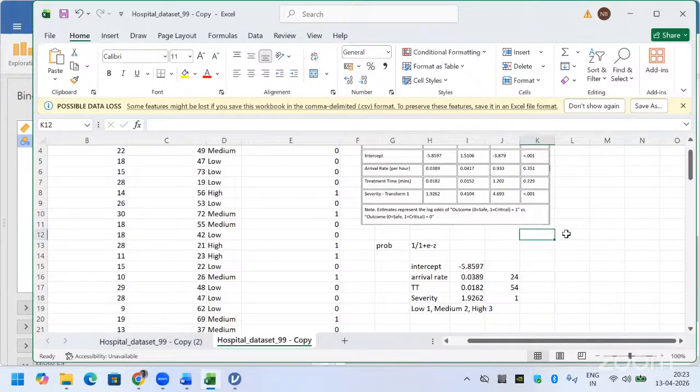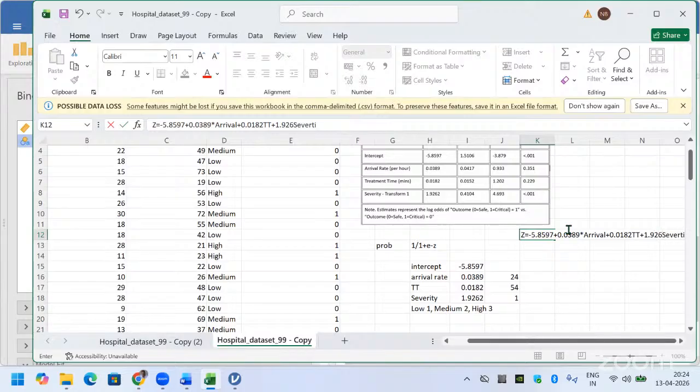My logistic regression equation, y predicted or z, is equal to minus 5.8597 plus 0.0389 into arrival rate, plus 0.0182 into treatment time, plus 1.926 into severity. So this is my equation.